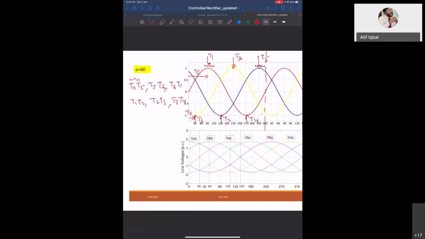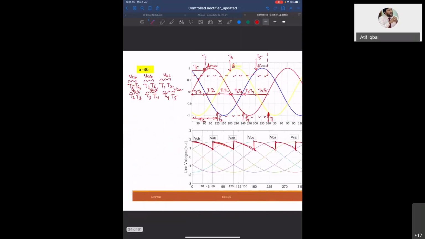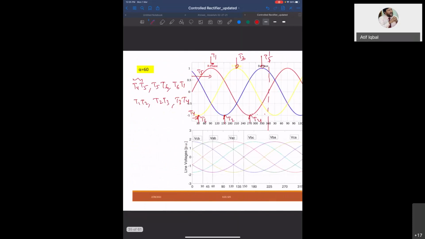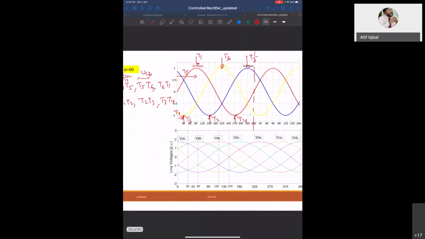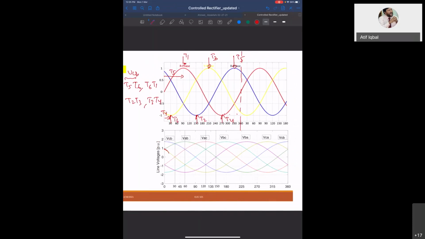So what is T4, T5? T4, T5 is VCA. Then T5, T6 is VCB. So we start from VCA. Where is VCA? This one. This is up to 30 degree. And then VCB. And then VAB. Then VAC.